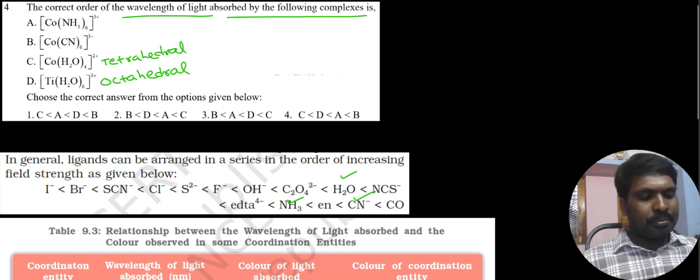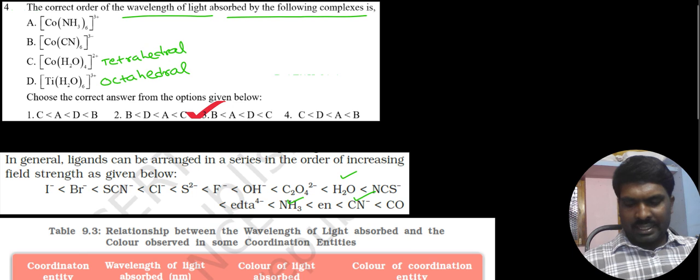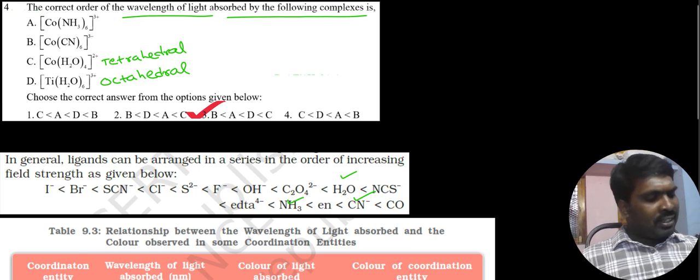After that, compound D. So which option is the right answer? C greater than D means option 3 is the right answer. Option 3 is the right answer. After that, ammonia.